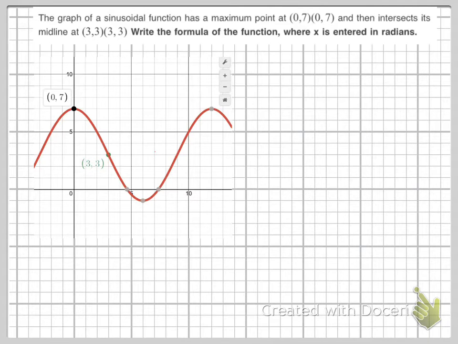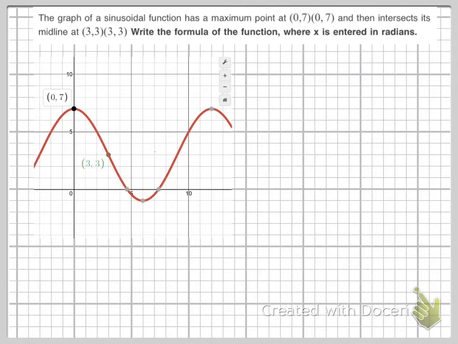So I just got this question about a specific problem here that's telling us that the graph of a sinusoidal function has a maximum point at 0, 7. I figured the person that sent me this problem just, for some reason, had the coordinates repeated, but then it intersects the midline at 3, 3. Write the formula of the function where x is entered in radians.